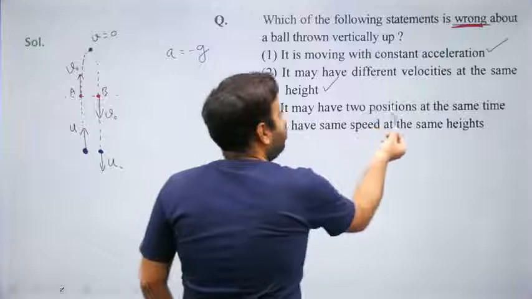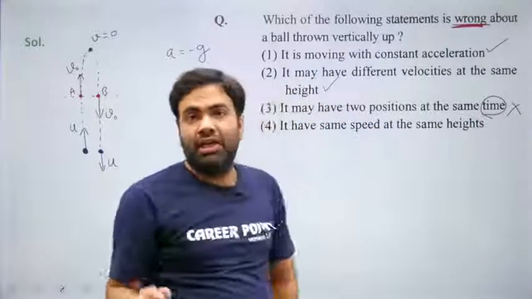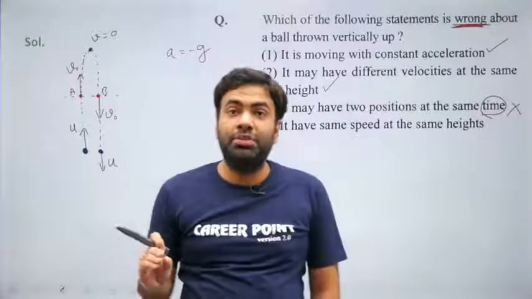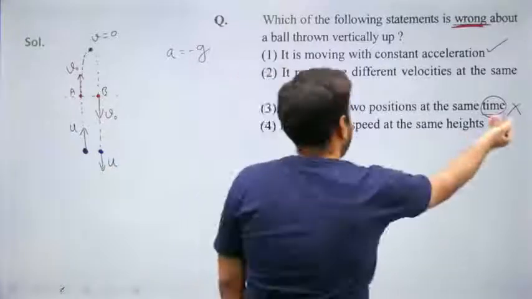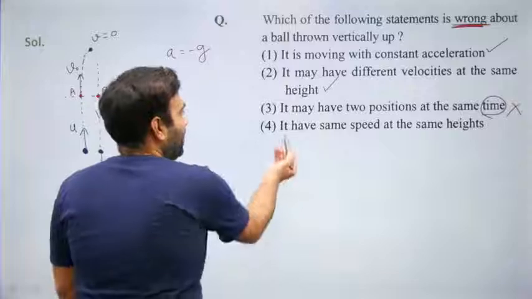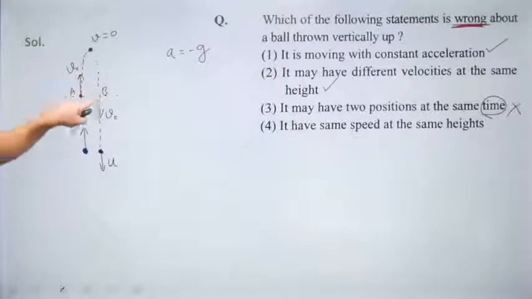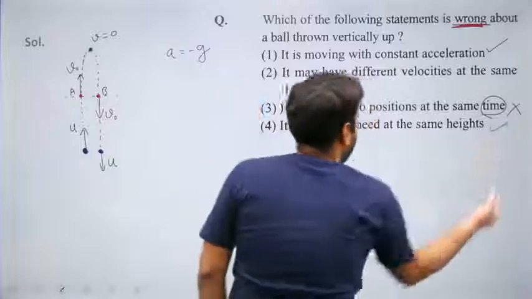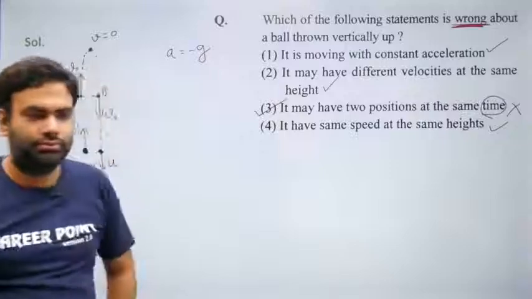It may have 2 positions at the same time. No, any particle cannot have 2 positions at the same time. It will be present at only 1 position at a particular time. So this statement is incorrect. For the statement, it has the same speed at the same height: yes, it has the same speed at the same height. A and B velocities are unequal, but the speeds are the same. So option 4 is correct. Because the question is asking for the wrong statement, option 3 will be the answer.